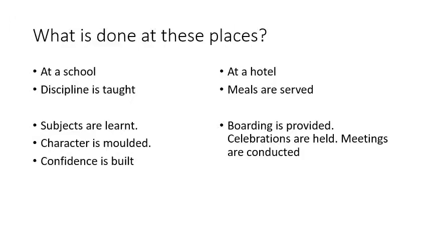So look, what is done at these places? At a school, discipline is taught. And the school teaches discipline. Discipline is taught at school. That is a passive form. Subjects are learned. Character is molded. Confidence is built. All of these sentences are in passive form.